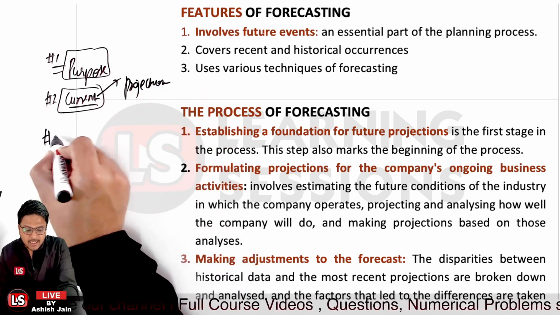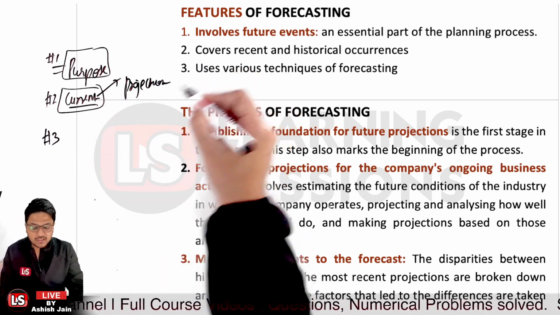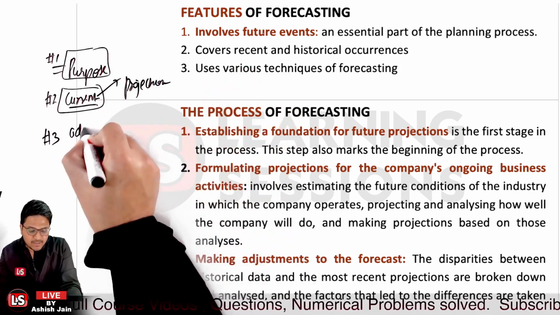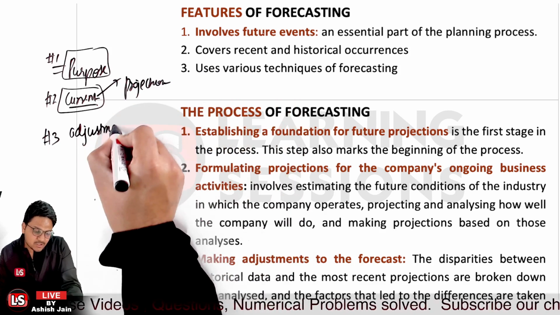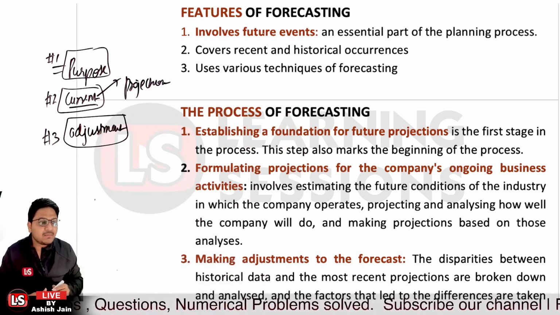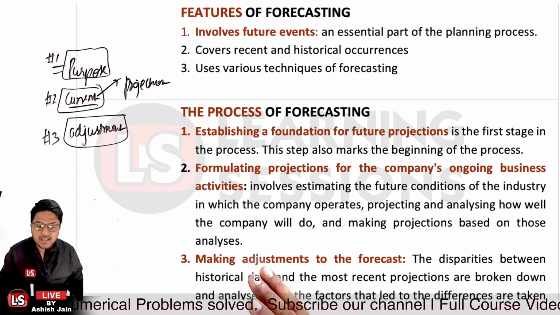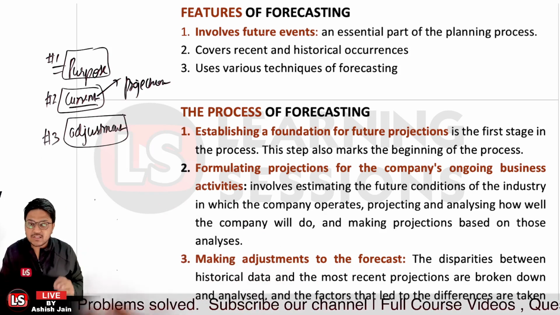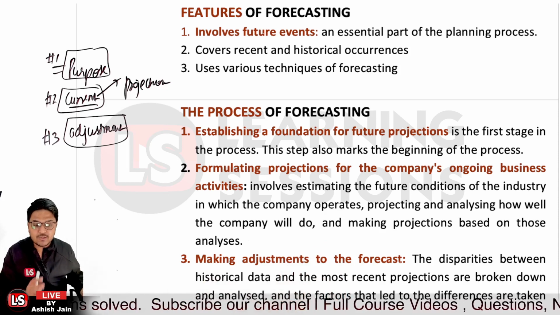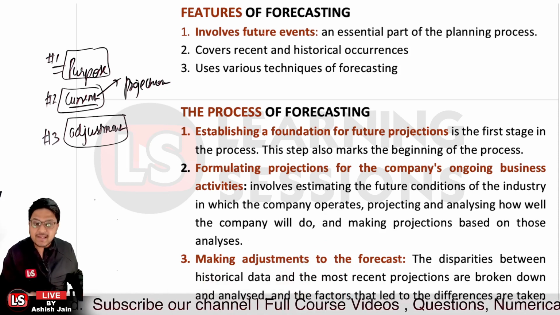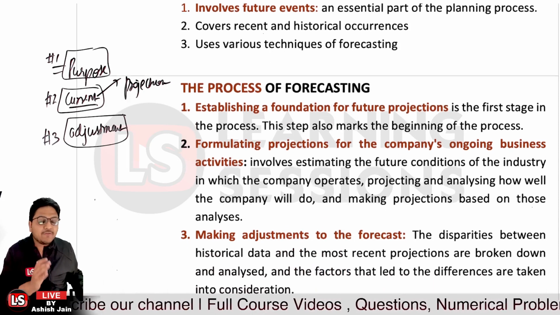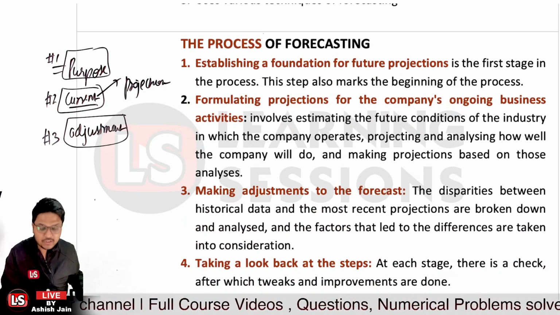And the third one is that when we have found the projections, we will be making adjustments to them, because there may be some changes, there may be some errors, right? Those can be adjusted based upon the historical data, and can be changed based upon the recent trends or recent projections analyzed by the analysts, right? And the differences can be taken into consideration, right?